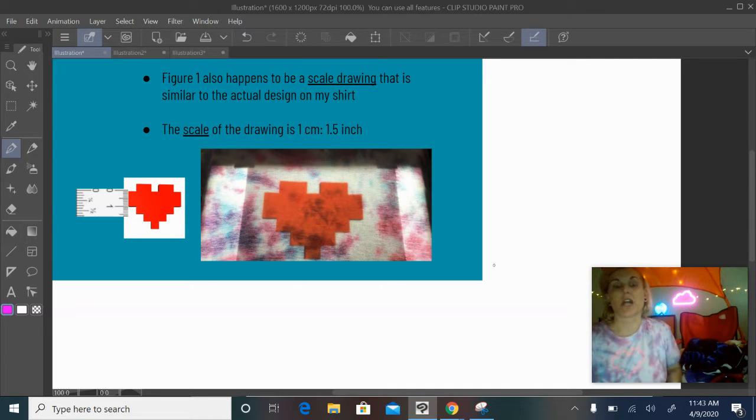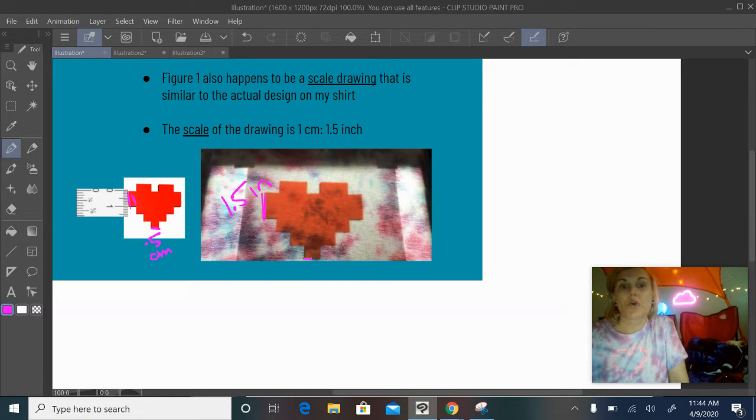If I measured that image right there, it's going to be 1 centimeter on this side right here. So this length is 1 centimeter. I'm just going to put a 1 right there. And if I match it up to its corresponding side, right here, let me grab my ruler, I can see that it is 1.5 inches. So I'm going to label that 1.5 inches.